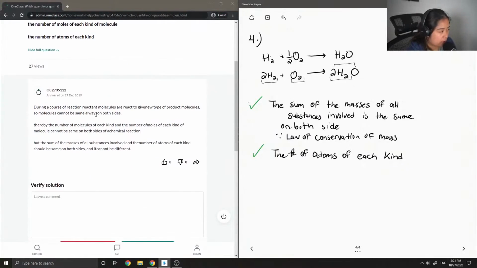So let's see the junior tutor. During the course of a reaction, reactant molecules react to give new types of product molecules. So molecules cannot always be the same on both sides. Thereby, the number of molecules of each kind and the number of moles of each kind cannot be the same on both sides of a chemical equation.